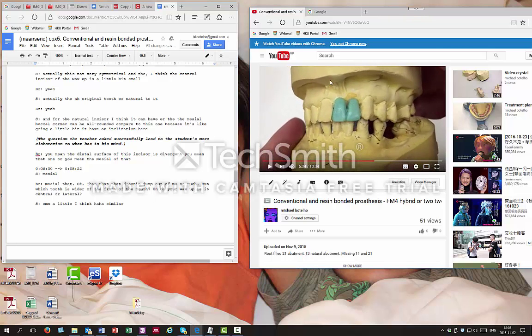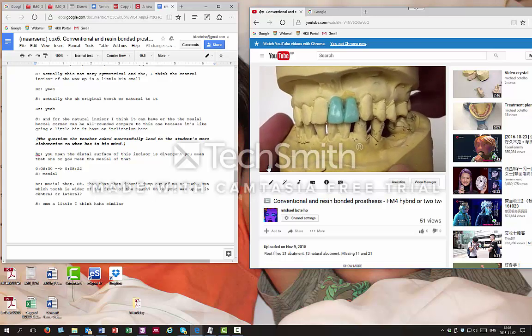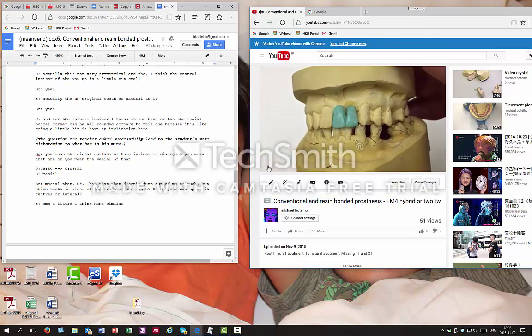So therefore I can see there's a problem with the aesthetics of the front, and so therefore I'm asking him about that, and he's starting to discuss it, but I don't think he's discussed the point yet. But which tooth is wider at the front of the mouth on your wax up? Is it the central or lateral?